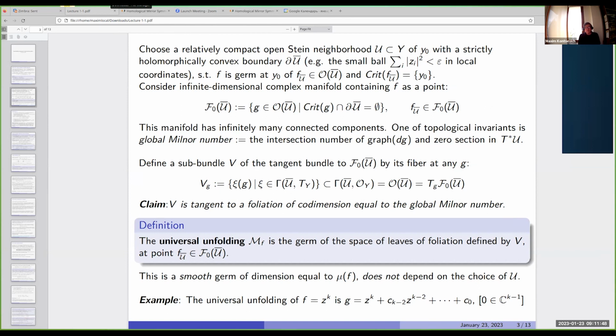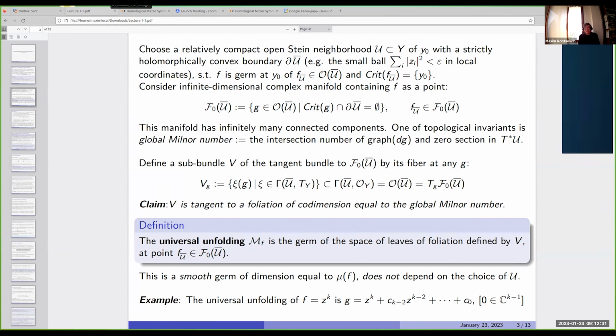Yeah, so I get a function on the ball having one critical point y0 inside. Now consider the infinite dimensional complex manifold of all various functions in this domain. Namely, define F0 of the closure of my domain to be functions which are holomorphic on some neighborhood of the closure, so it's a still larger neighborhood, and such that on the boundary the functions have no critical points. My original function belongs to this submanifold, obviously, because the only critical point is strictly inside.